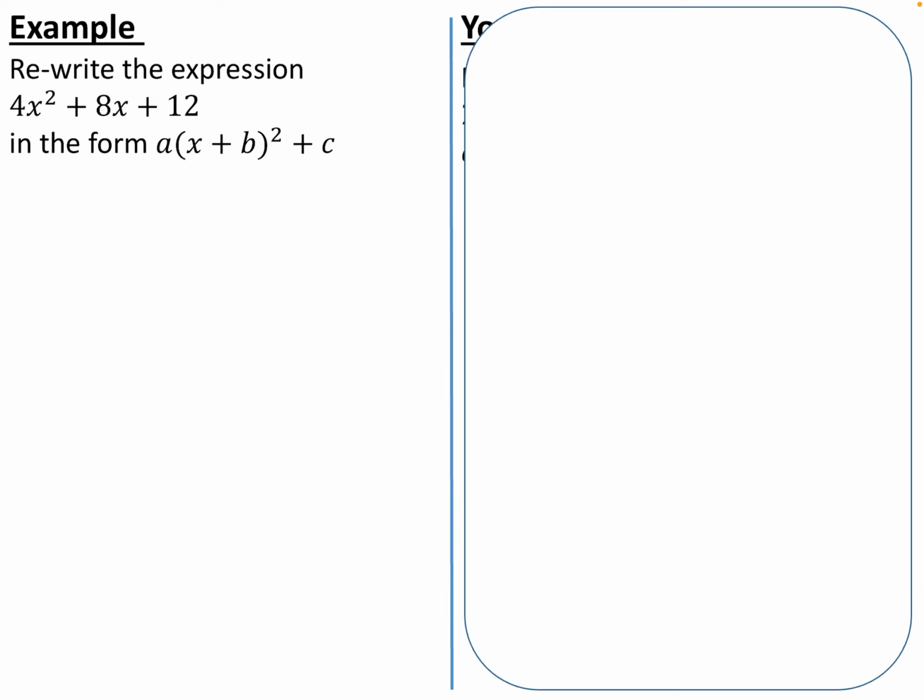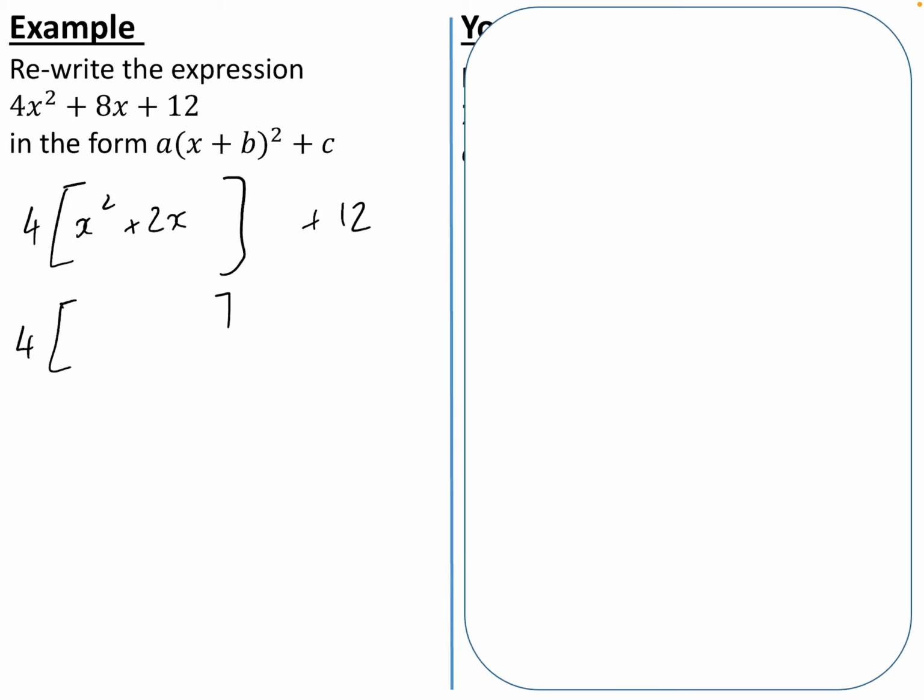Okay, so let's look at this one now. This time I'm going to factorise out 4 and leave in my square brackets x squared plus 2x. And I'm going to leave that plus 12 right on the end there. I'm not going to factorise that.